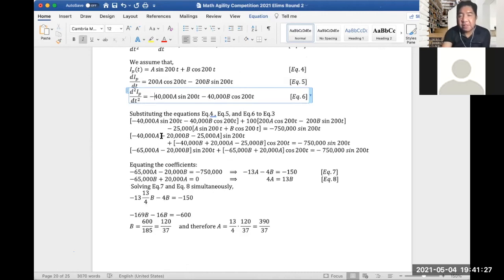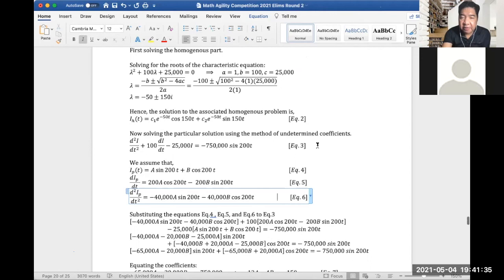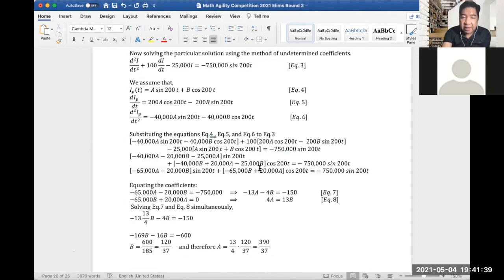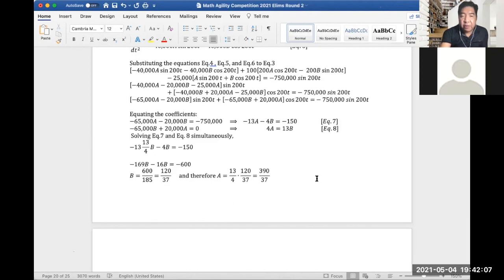So let's substitute equations 4, 5, and 6 into our equation number 3, which is this, right? And then let's rearrange. We will get negative 65,000 A minus 20,000 B, bracket, sine of 200t, plus negative 65,000 B plus 20,000 A, bracket, cosine 200t, is equal to negative 750,000 sine 200t. So let's now equate the coefficients. We know that the one with sine 200t should have a right-hand side of negative 750,000. So this part here should be equal to this. So that's our equation 7 here.